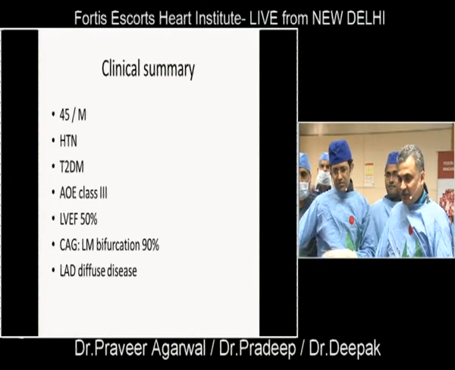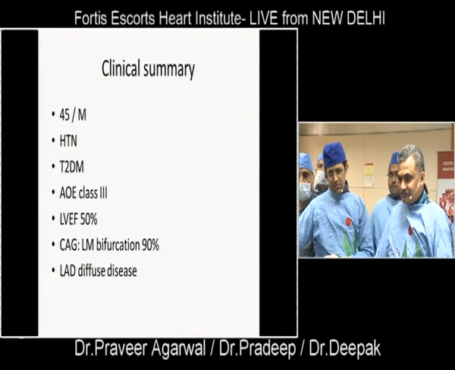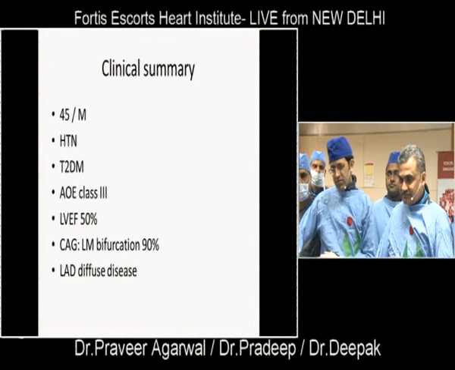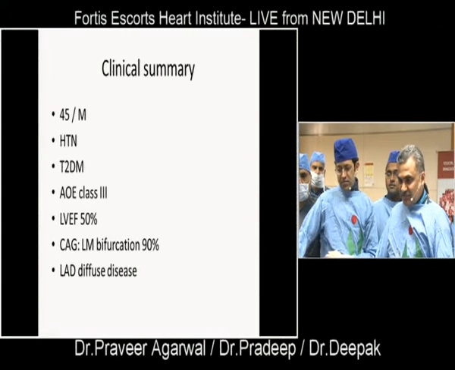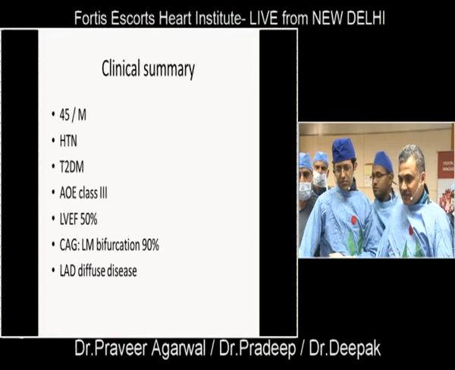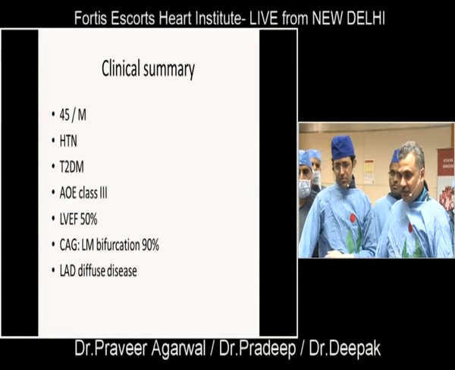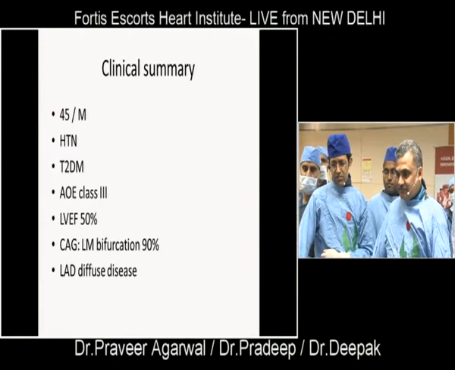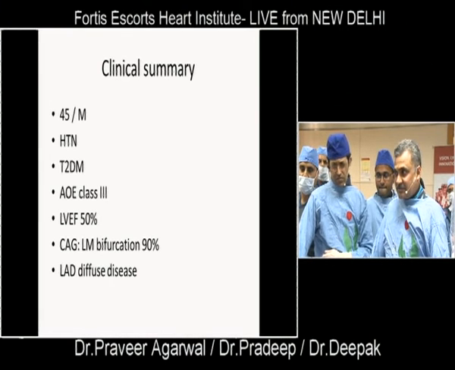The gentleman is about 45 years old. He's hypertensive and a type 2 diabetic. Angina on exertion class 3. Well preserved LV function, about 50% ejection fraction. His CAG, which was done about 2.5 months back, showed left main bifurcation, which is 90%, and LAD, which is a diffuse disease, which was difficult to treat surgically.